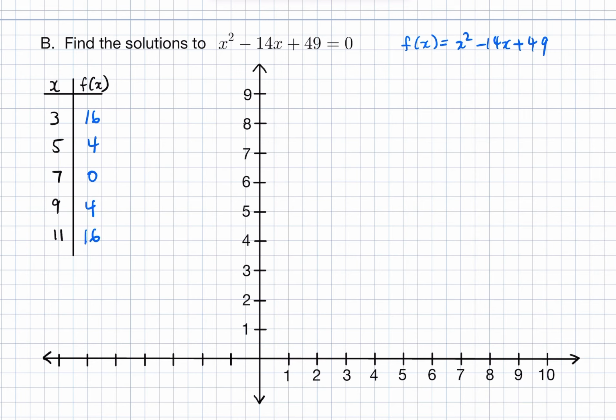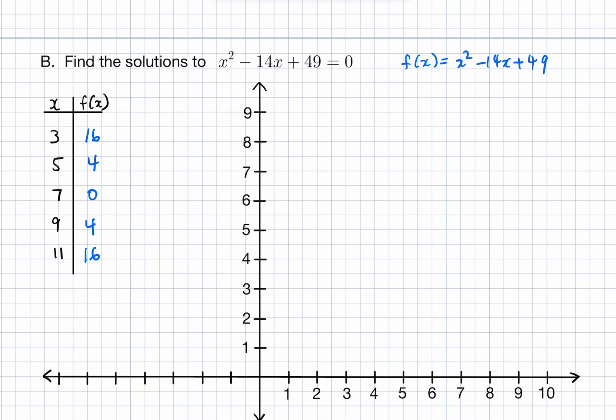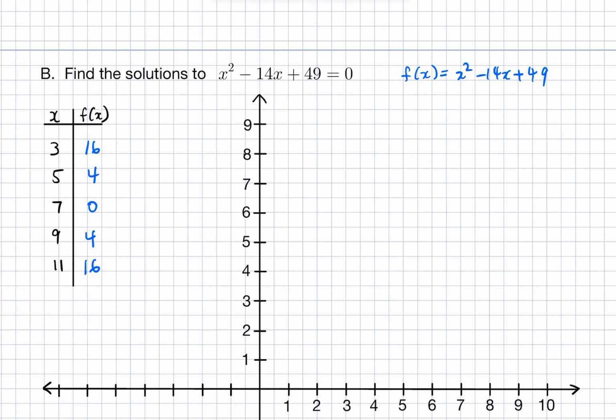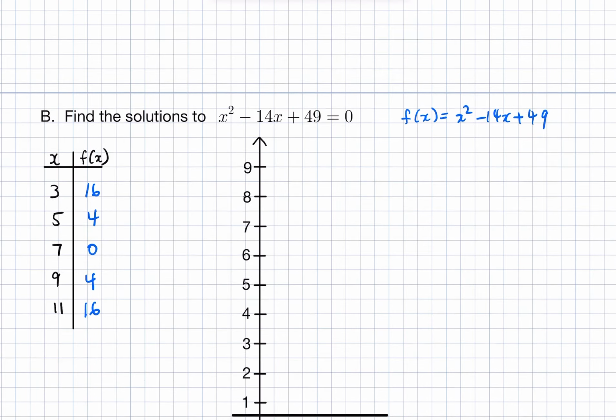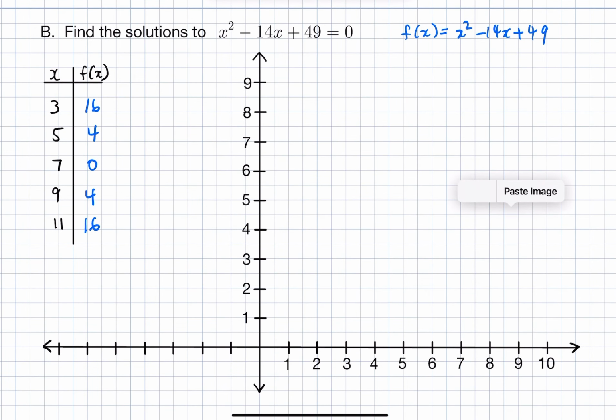Now, if we went ahead and plotted those, let's take a look at what happens. 3, 16 lands us somewhere up in this area. Okay, so let's see, 9, 10, 11, 12, 13. Basically, it's off the charts, okay? So we're not going to plot that. However, we can go ahead and plot the next point, 5, 4. So 5, 4 puts us right there. So we can go ahead and plot a point here.